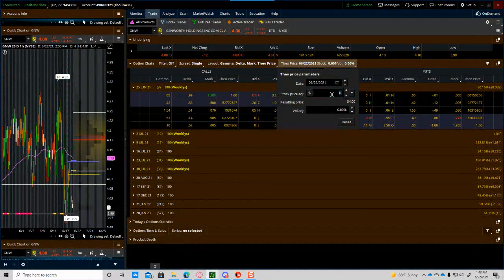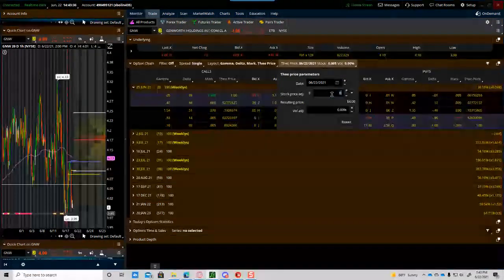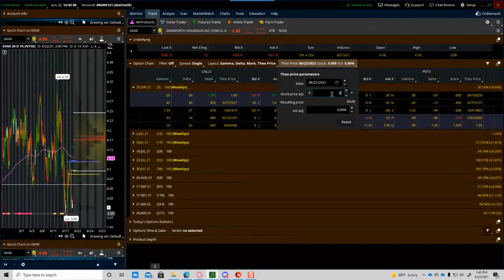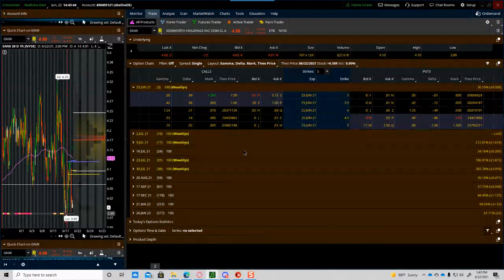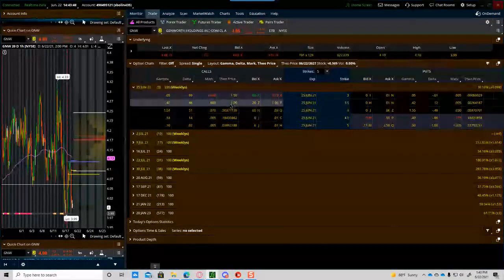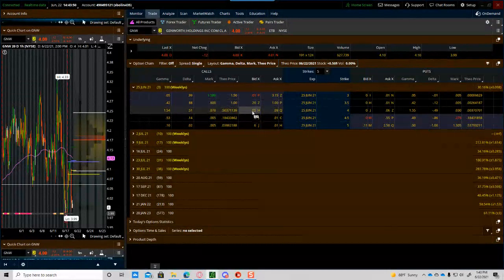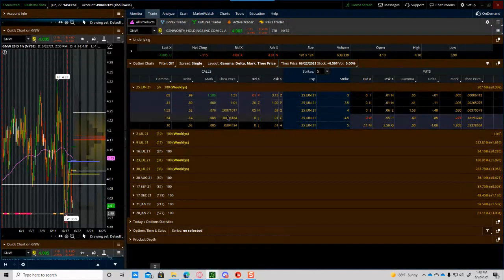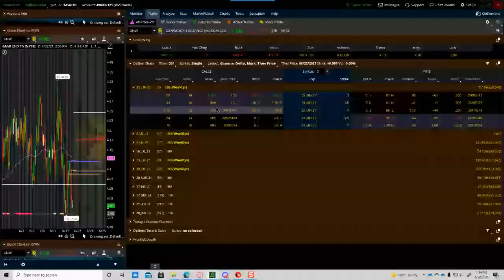And you can adjust the stock price. So we're at $4 now. What if we went up 50 more cents? That would give us a resulting price of $4.50. And now it's giving us an option price. What would this option be worth if we rallied 50 cents? And it's showing right here. Now, which one of these is more accurate? The one that's 60 cents or the one that's 50 cents?